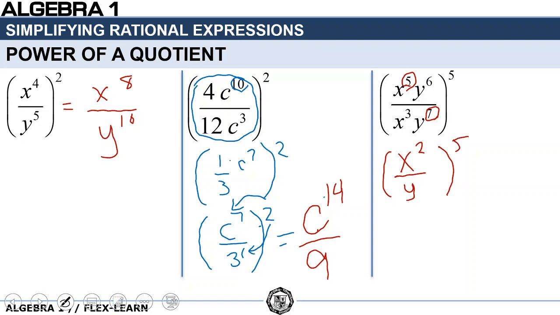So when we go to clean this up, we're just going to multiply 5 times 2, and this is y to the 1st, so you're going to do 5 times 1. So you're going to get x to the 10th power, because 5 times 2 is 10, and then 5 times 1 is 5, so you're going to get y to the 5th power.